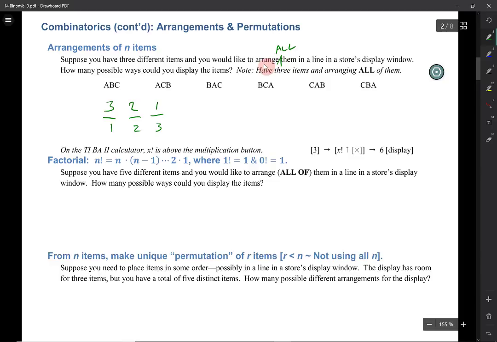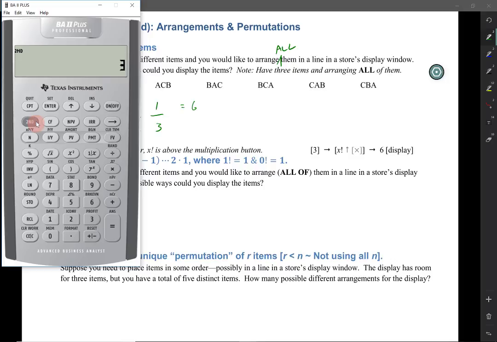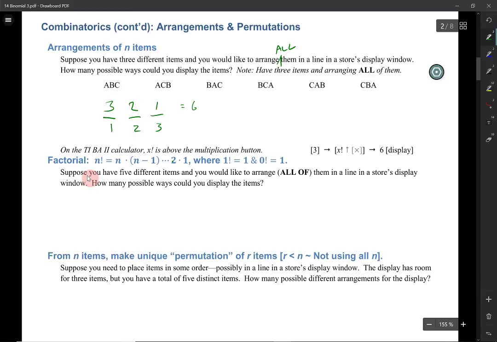So here is what they all look like. On the TI calculator, the factorial is right above the multiplication, right? So you would do, say, 3 and then second factorial, and that's 6. Okay. So now suppose that you have 5 different items and you would like to arrange all of them in the store's display window. How many possibilities are there to display them? 5 items, and you want to arrange all of them. How many ways are there?